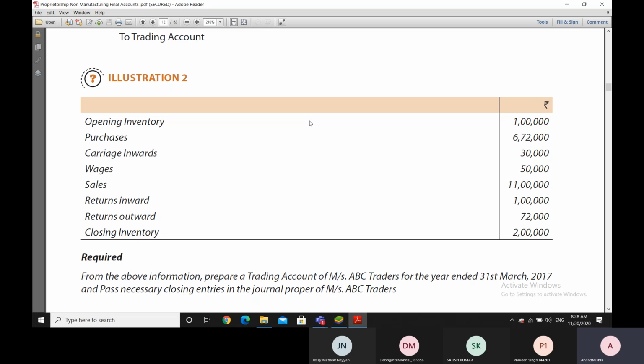And today, on 20th of November 2020, we are going to study non-manufacturing final accounts part 2 as part of the bookkeeping and account series.